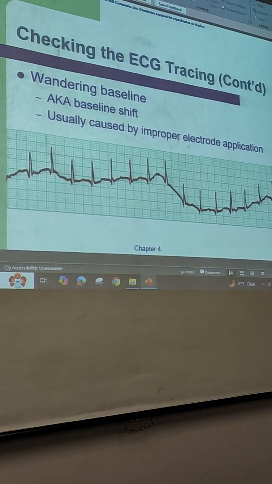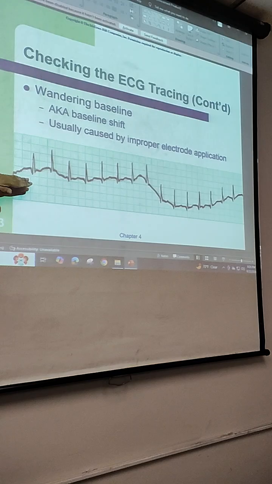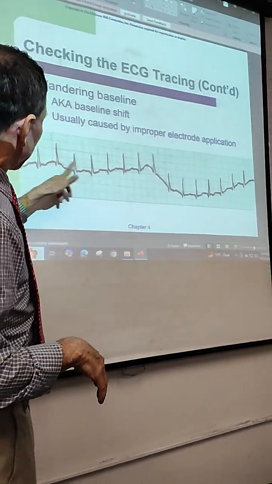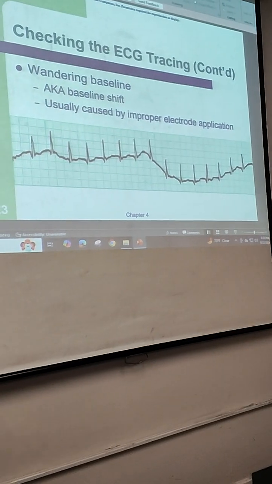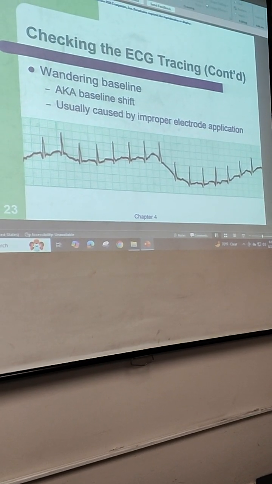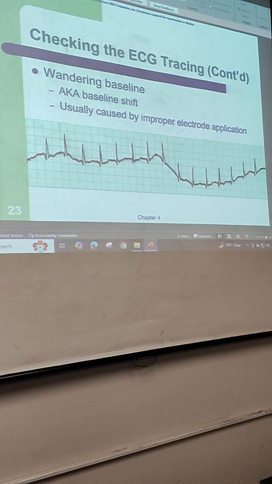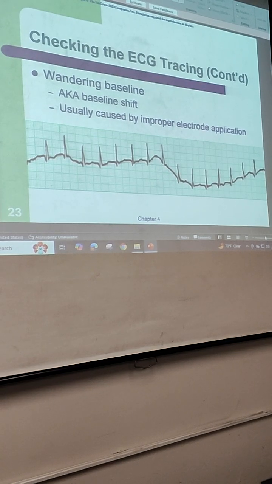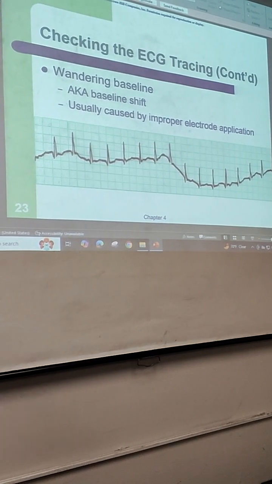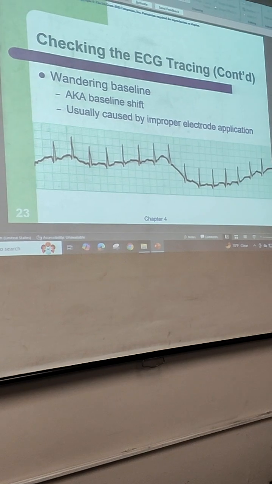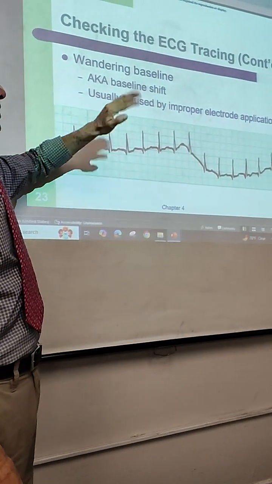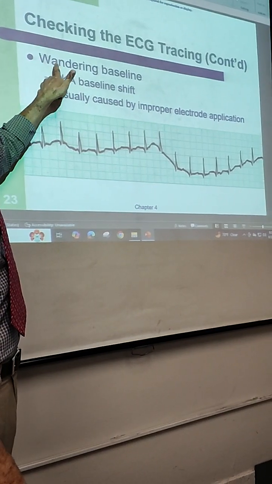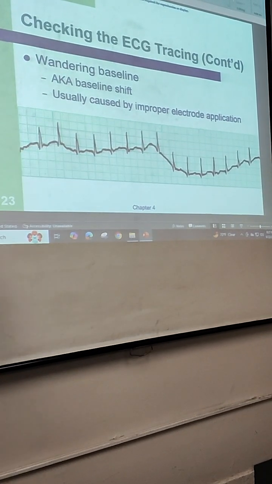This one. See? They're supposed to be over this line. This is the baseline, but this goes up and down like a roller coaster. So this is easy because you know already that this is not going on the baseline. That is wandering because it goes like lost. Goes up there. So this is baseline shift. That's nothing, but usually we use wandering baseline.